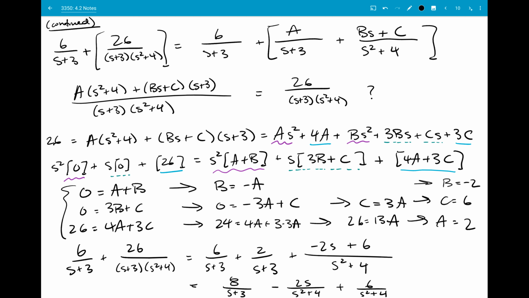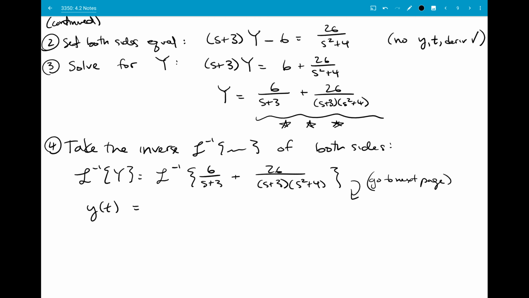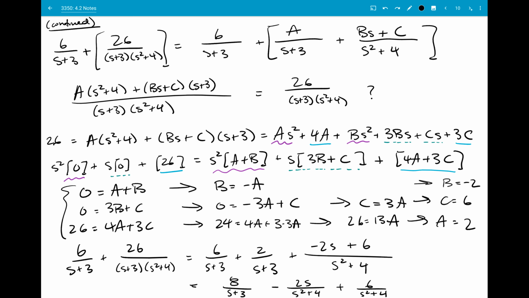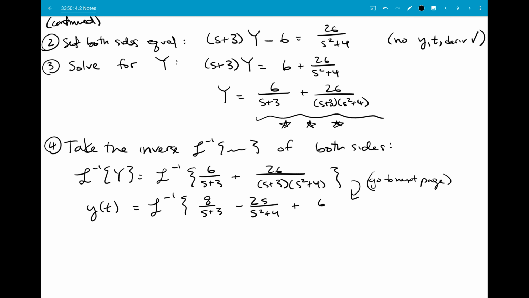And now we've broken up that original sum of fractions into a different sum of fractions, but this one is made up of terms that we know how to take inverse Laplace transforms of. So this is L inverse of 8 over s plus 3, plus, no, it was minus 2s over s squared plus 4, plus 6 over s squared plus 4.